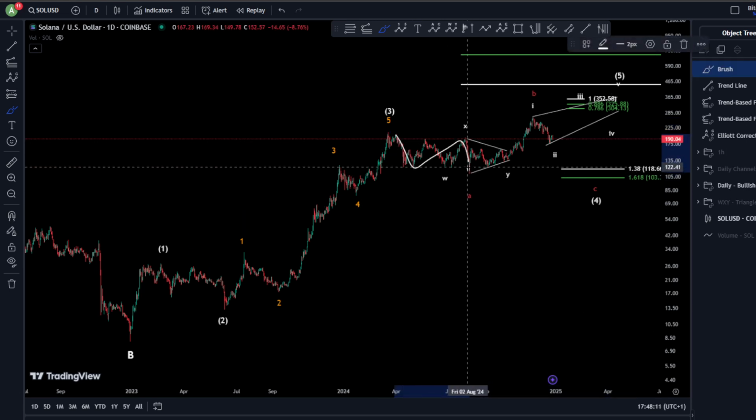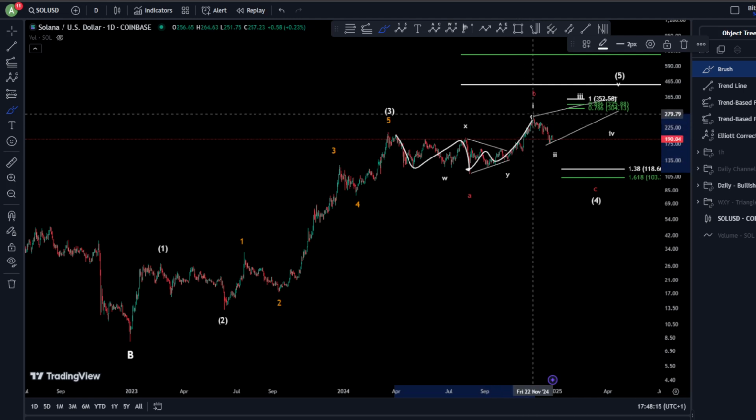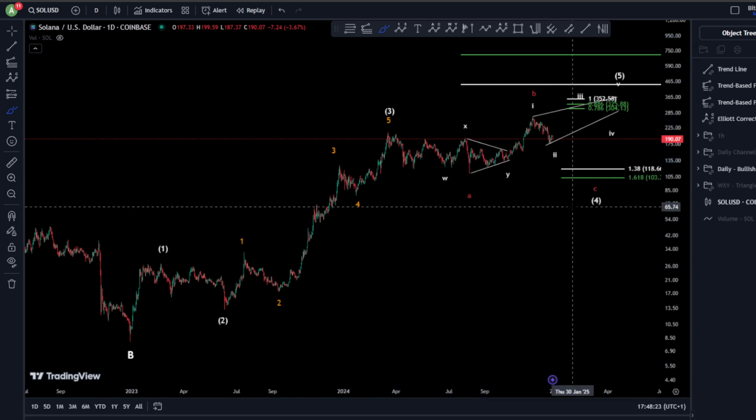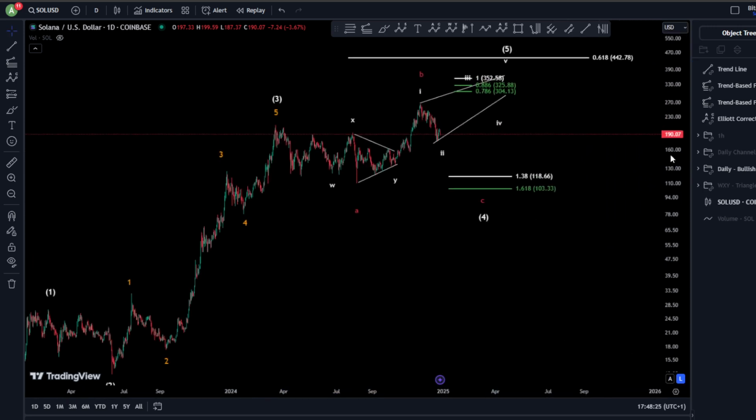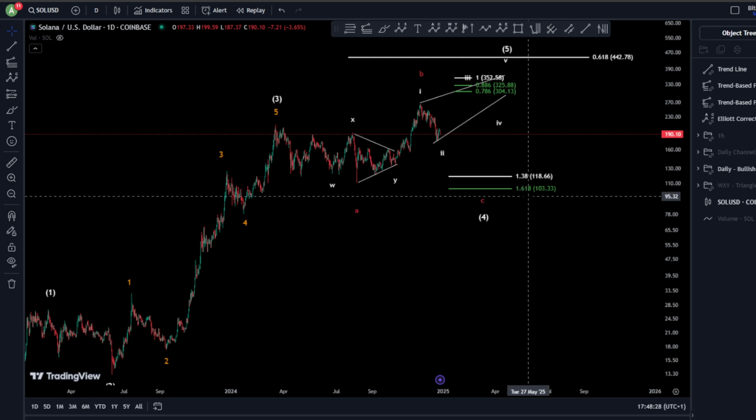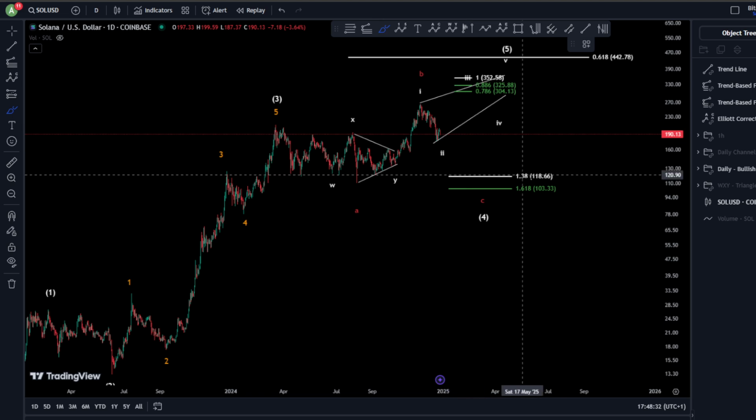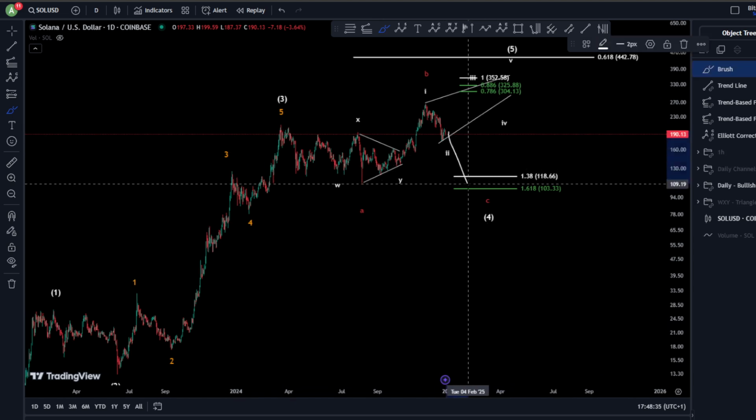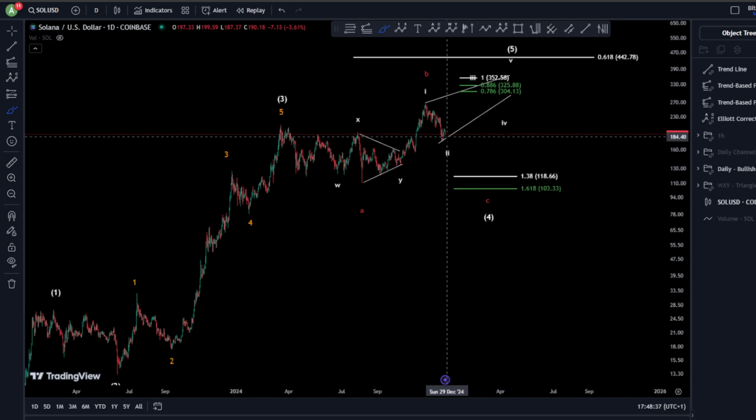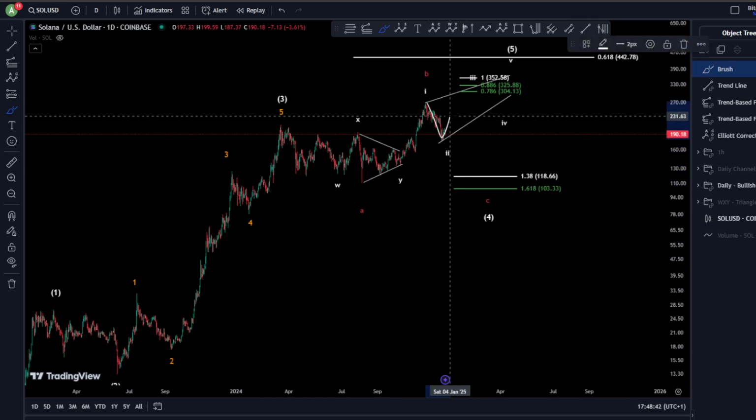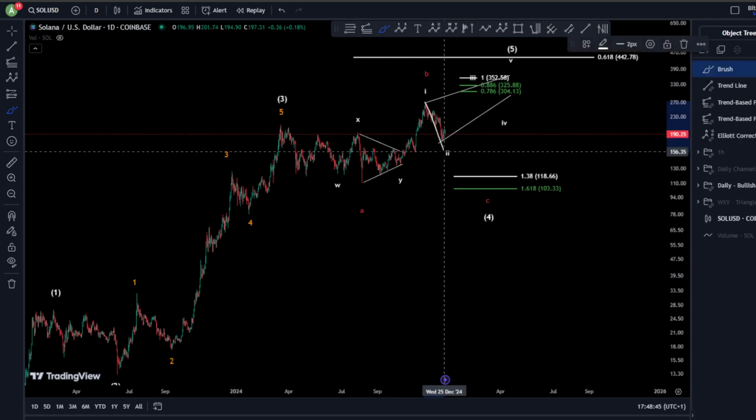Your wave A is kind of like a regular flat, your wave B is also a zigzag, and your wave C might be an impulse or a contracting diagonal towards the downside, wanting to hit those fib levels for an expanding flat at 1.38 and 1.618 for $118 and $103 for Solana. This is your bearish scenario, and in that case, we would like to see lower prices impulsively, and that means we need to see 1, 2, 3, 4, and a 5.